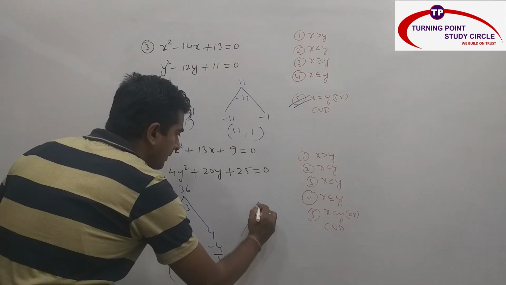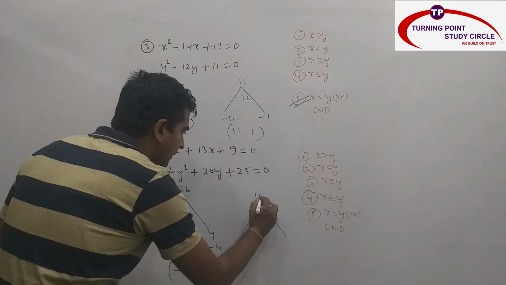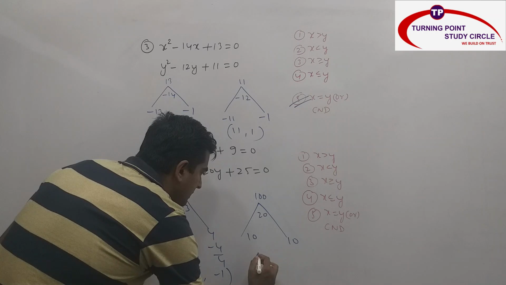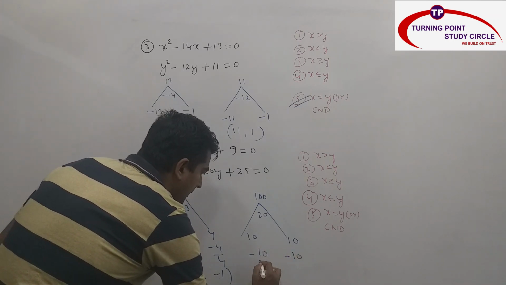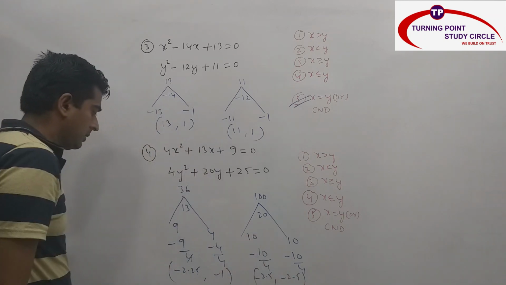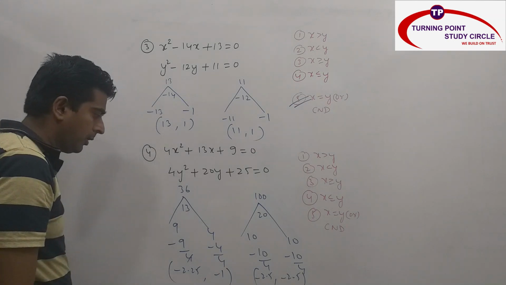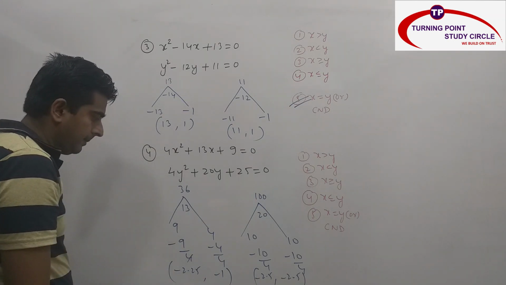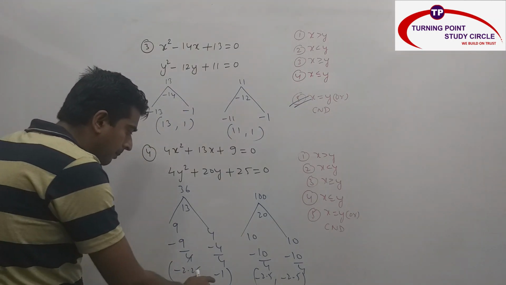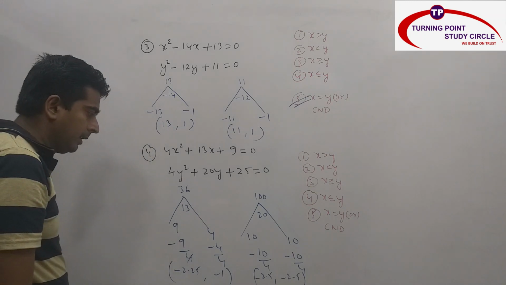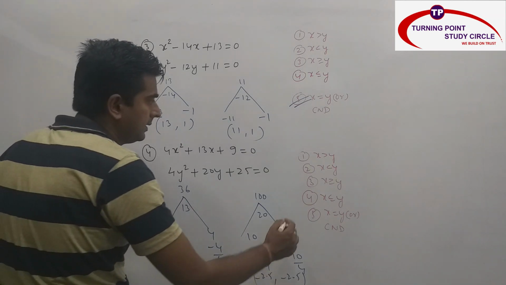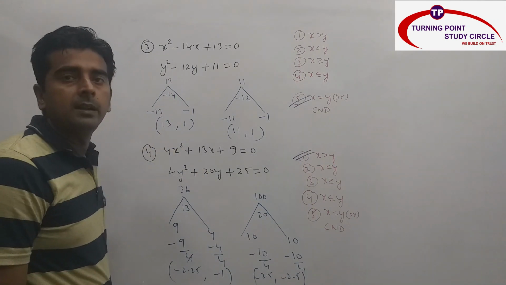For the y expression, again 25 into 4 is nothing but 100 and this is plus 20. What can be the two numbers? 10 and 10. Change the sign: minus 10, minus 10. Divide by 4, divide by 4. This is minus 2.5 and this is minus 2.5. When you compare minus 2.5 and minus 2.5, x is greater. Minus 2.5 and minus 2.5, again x is greater. Minus 1 and minus 2.5, again x is greater, and then minus 1 and minus 2.5. So in all the cases x is greater, so my answer is nothing but x greater than y.